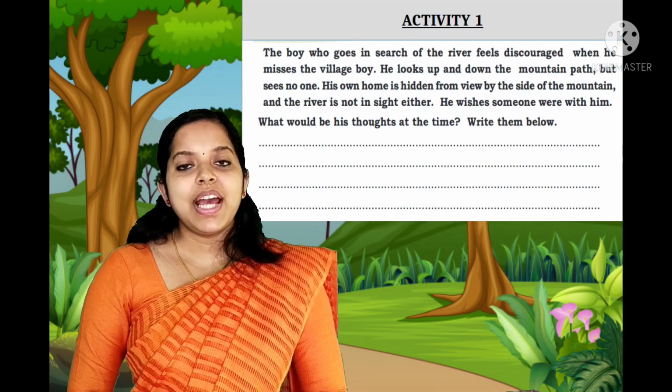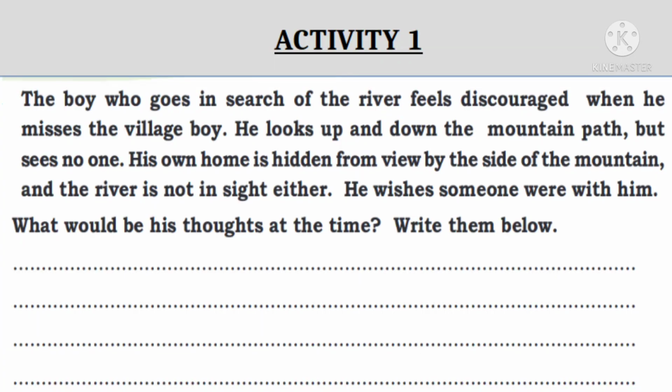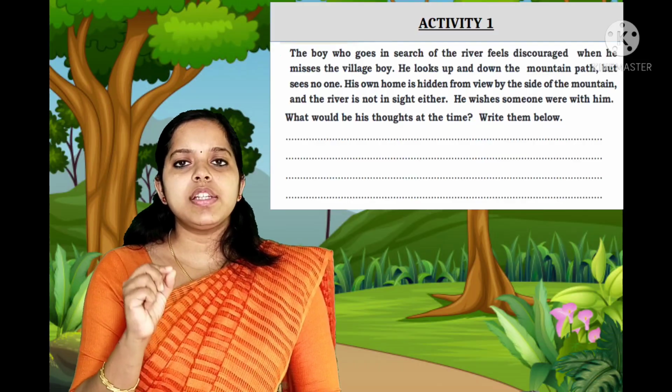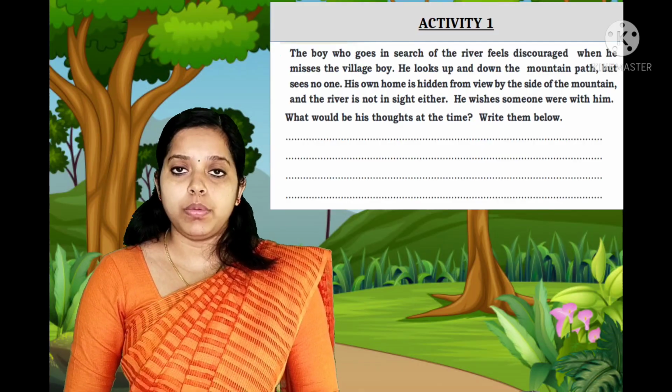Dear ones, shall we do one activity now? Look at this question given on page number 14, activity 3. The boy who goes in search of the river feels discouraged when he misses the village boy. He looks up and down the mountain path but sees no one. His own home is hidden from view by the side of the mountain and the river is not in sight either. He wishes someone were with him. Dear ones, what you have to do now is imagine yourself as our 12-year-old boy.